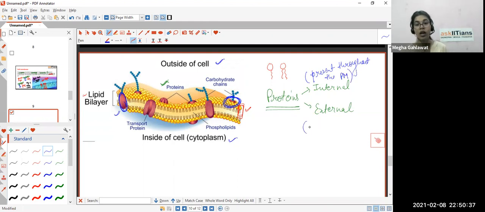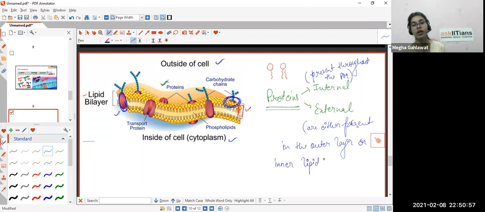whereas the external ones are present either in the outer lipid layer or the inner lipid layer. So it is present on one of the layers.